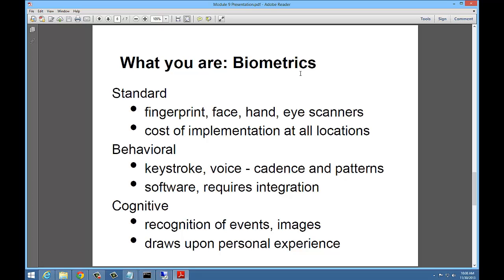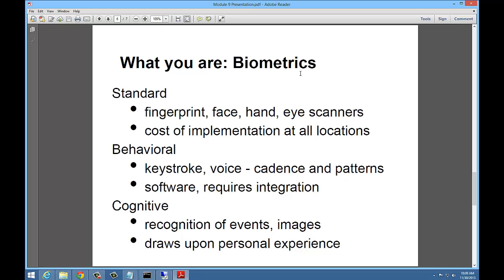Behavioral biometrics include keystroke, voice, cadence, and patterns. You may have to speak into a microphone, and the computer will grab the cadence and patterns of your voice, which is used for the behavioral part of biometrics. That's actually a very good way of doing it. Of course, if someone has a recording of you, that could defeat some behavioral products. And then the software requires integration as well, so you have to look at the cost of that kind of thing.